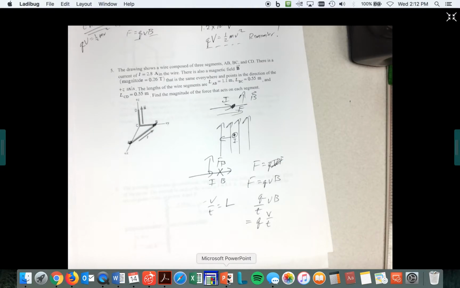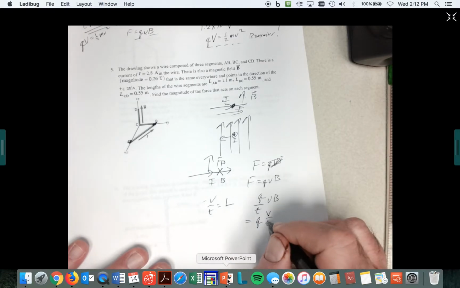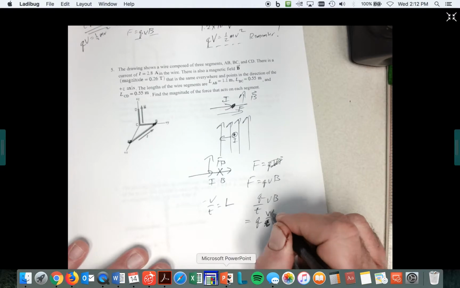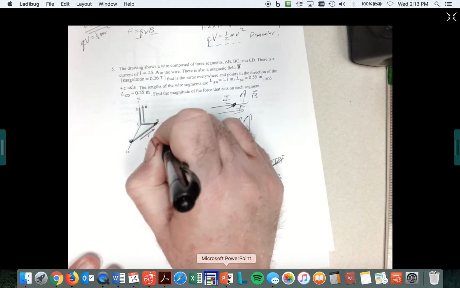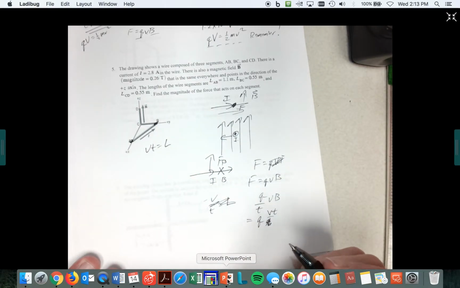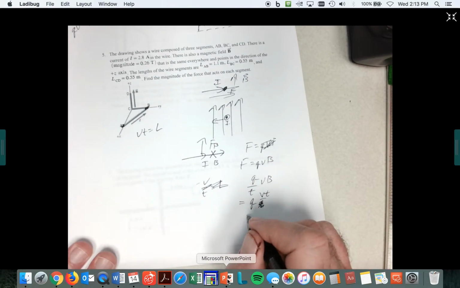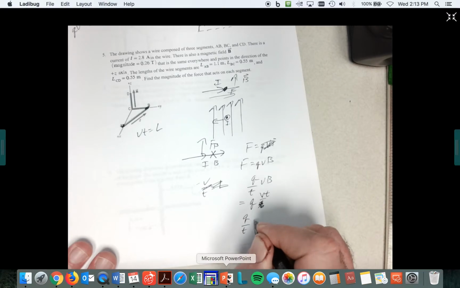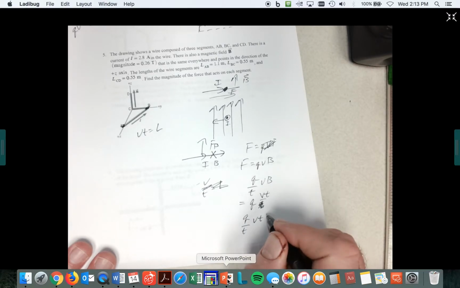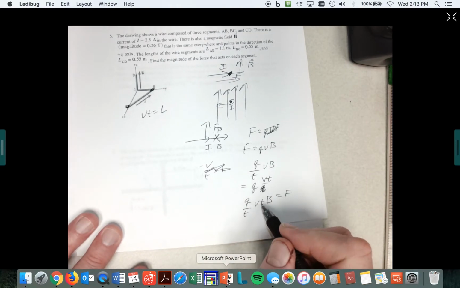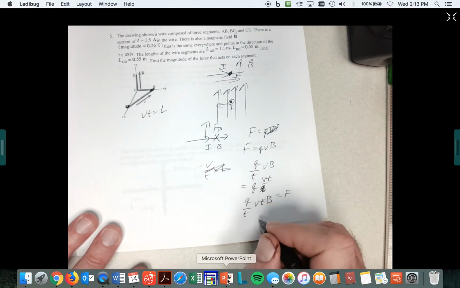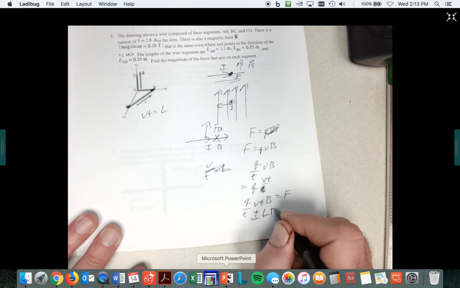So I say this. V times T, that was bad. V times T is equal to the length of the wire. Okay? So if I take Q over T times V times T times B, I get a force. And then notice the T's cancel. Well, what's Q over T? That's I. What's V times T? That's L. That's B is equal to 4.